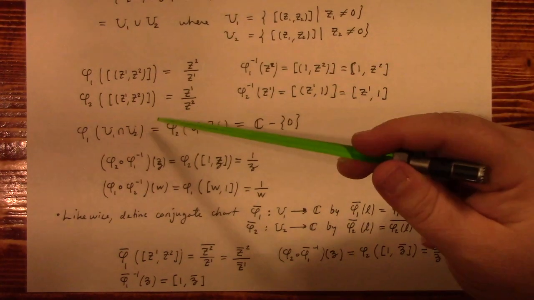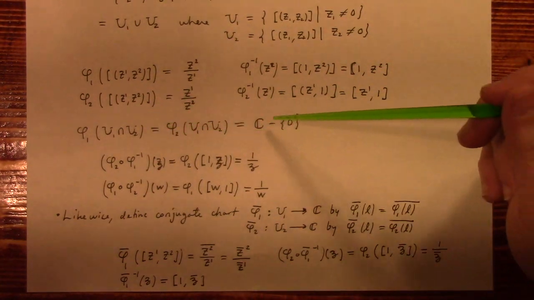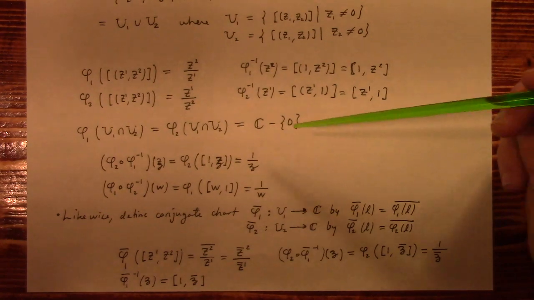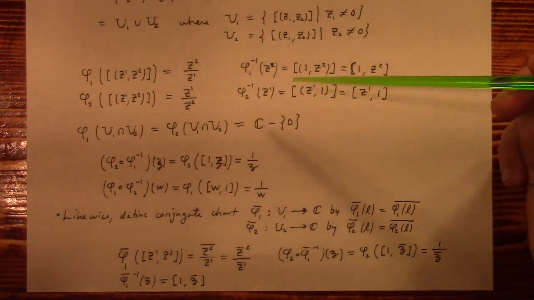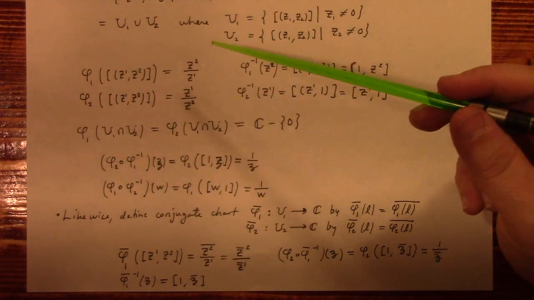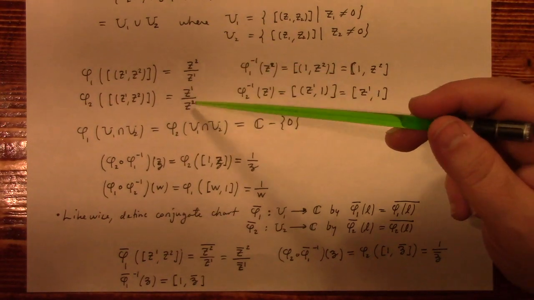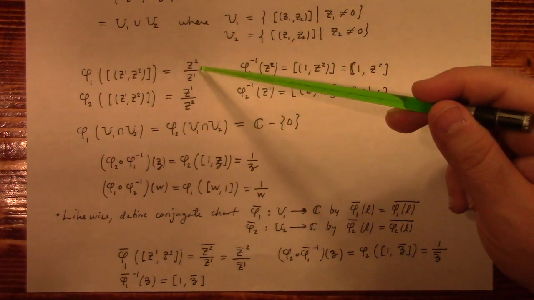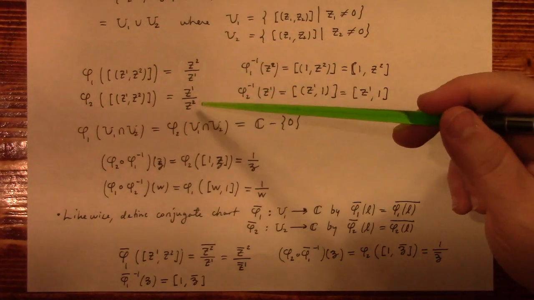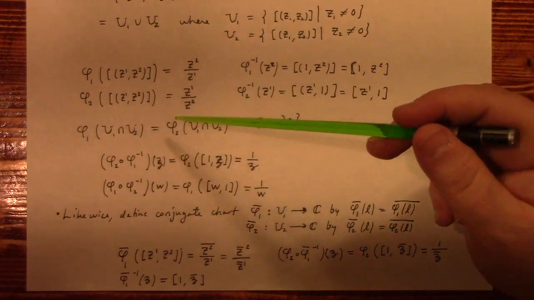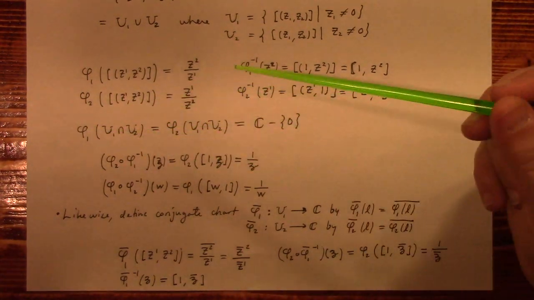So the only thing you can't get in this image is 0 for the output, because 0 puts z1 and z2 both equal to 0, which we cannot have. We can have z1 equal to 0 for this one. We can have z2 equal to 0 for that one, but we can't have both z1 and z2 equal to 0 if we're talking about both charts working at once.